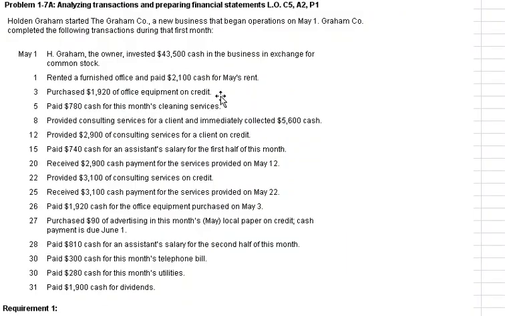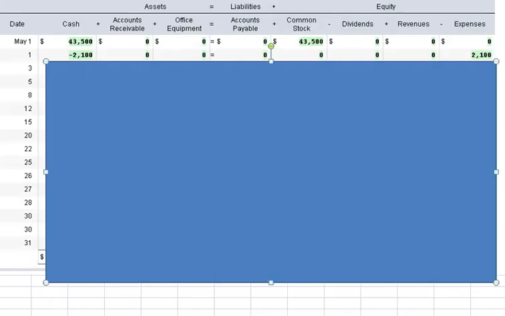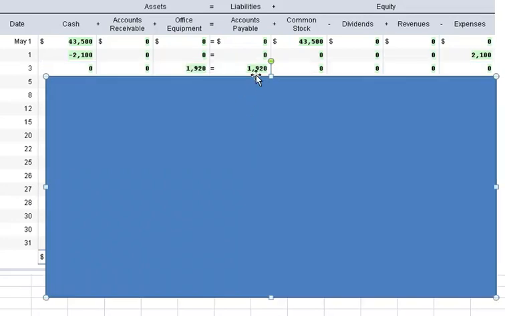Okay, number 3. Purchased $1,920 of office equipment on credit. Well, office equipment is an asset. So if we purchased it on credit, that means we owe somebody, a liability. Liabilities should have gone up. We see the 1920 as a positive showing up under liabilities. Okay, and then we see the increase in office equipment of 1920 showing up as well.